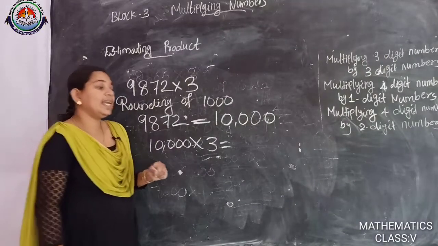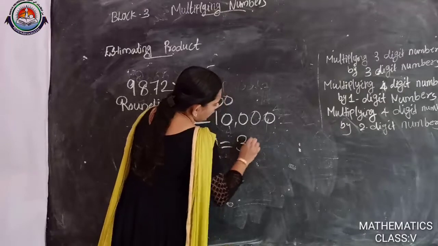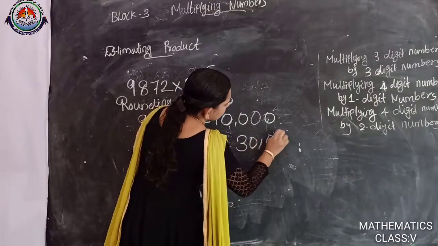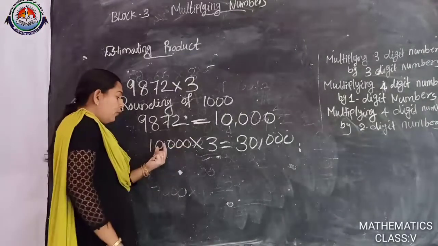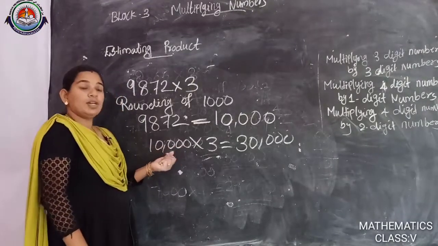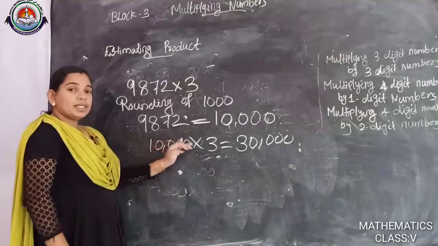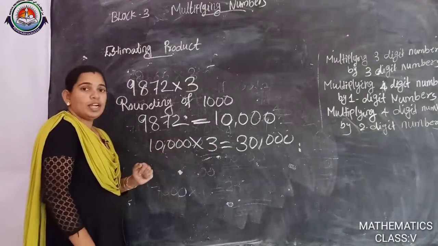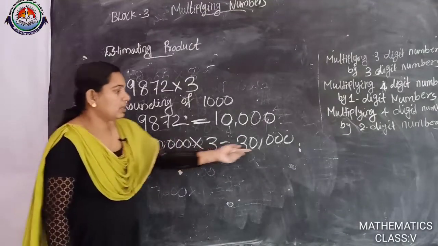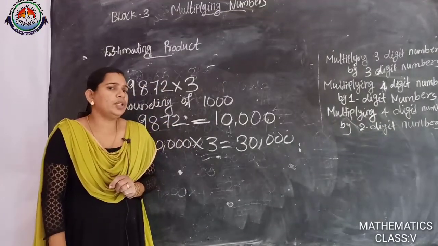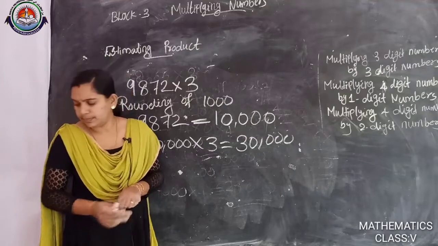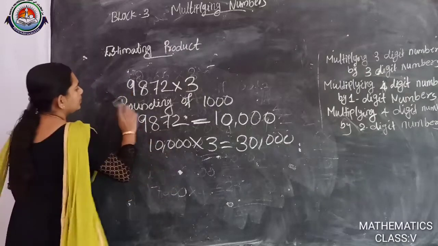Yes, 30,000. How did you get this answer? You look here. How many zeros are there? 4 zeros after the digits. Without the zeros, only 1 and 3. 1 into 3, 3. Then put 4 zeros. Got it? Then you will do one problem alone. Okay, write this question.